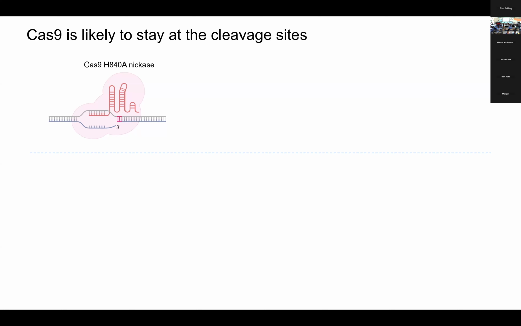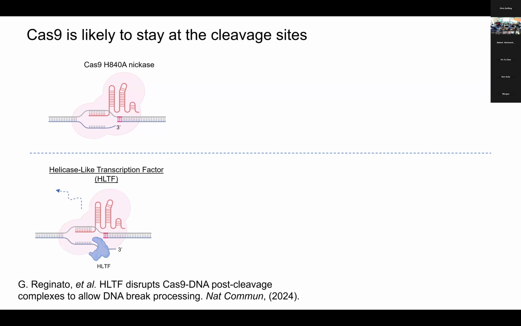As I mentioned, we have to treat the cell to achieve local denaturation. We need to treat the cell with a Cas9 variant which cuts only a single strand, exposing a 3' overhang. There is evidence showing that after the cleavage, Cas9 might still be there, so there's a possibility that Cas9 is blocking the access of exonuclease to this 3' overhang.